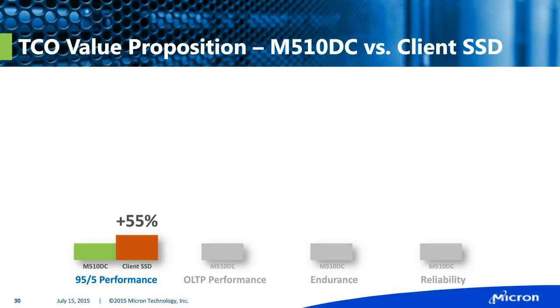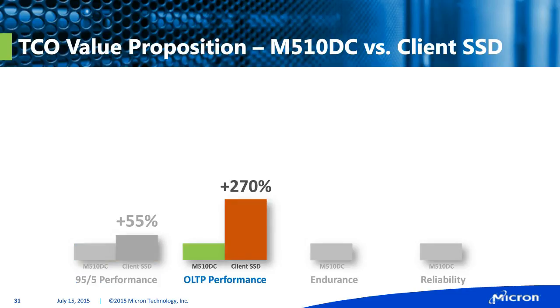This first example is based on a read-centric workload that is 95.5, so this will look familiar. When comparing an apples-to-apples performance measurement with the industry-leading client drive, it would take 55% more client SSDs in order to match the performance of an M510 DC. So let's put that in different terms. For every 100 M510 DCs, it would take 155 client drives to achieve the same read-centric performance. That's a pretty compelling stat.